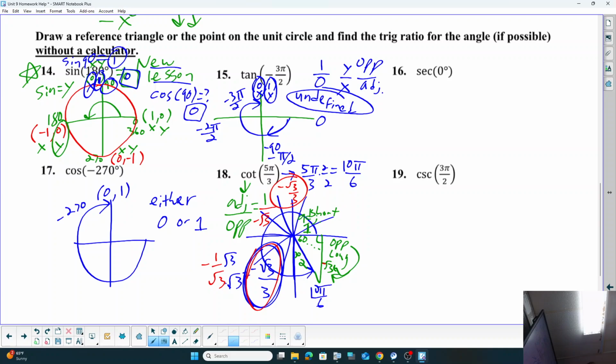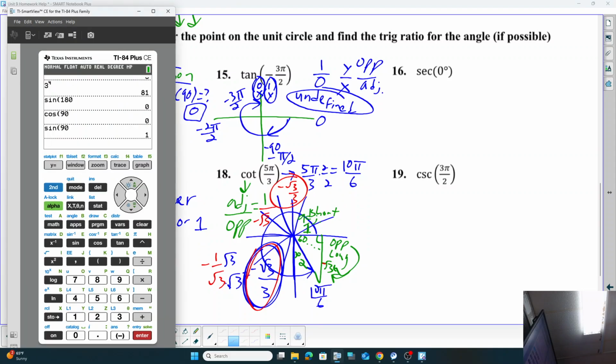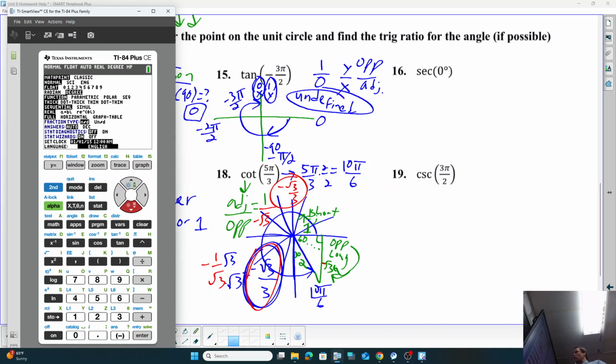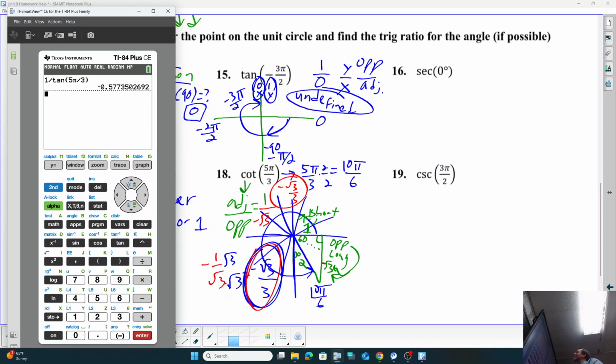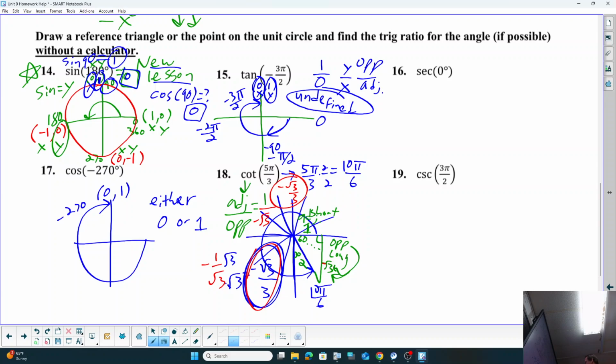So I do want to take a moment to check with my calculator. I am going to have to go to my mode and change it to radians though. Cotangent is 1 divided by tangent of a radian, which is 5 pi over 3. I can check my answer with my calculator? Sure, during the homework you can. And we get negative 0.577. Is that the same as negative radical 3 divided by 3? You know it is. That's our answer.